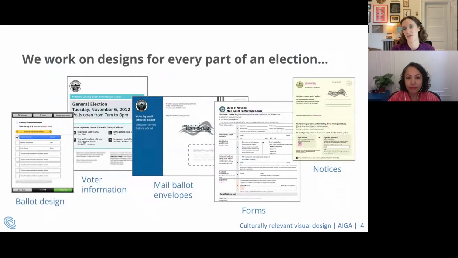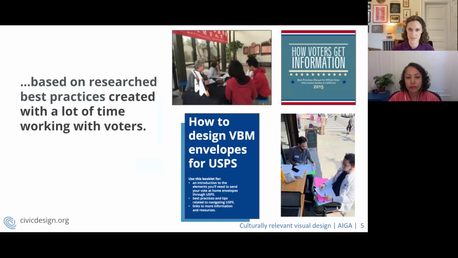We work on designs for every part of an election, from ballot designs and voter information, to mail ballot envelopes, to forms and notices. And everything that we make is based on what we've learned from our research, which we do with voters, election officials, and voter advocacy groups all over the country. We take what we learn from them to create tools and resources based on best practices to share with folks who are doing that work all over the United States.